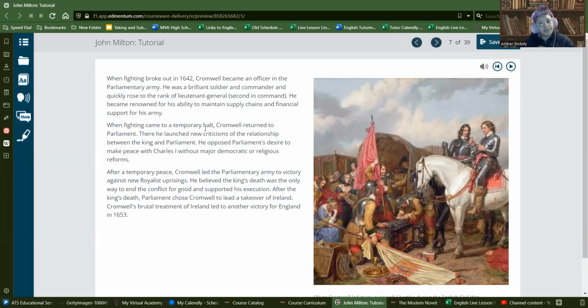Afterwards, of course, even though they weren't supposed to have a king, Parliament chose Cromwell to take over Ireland, and he won that war. So they ended up putting him at the head of Parliament.